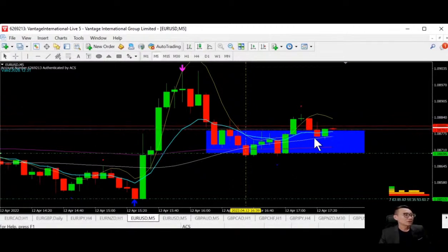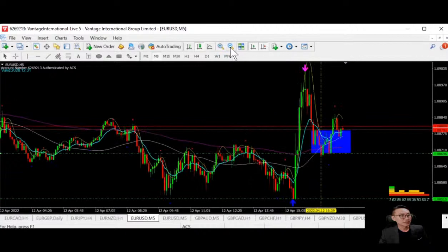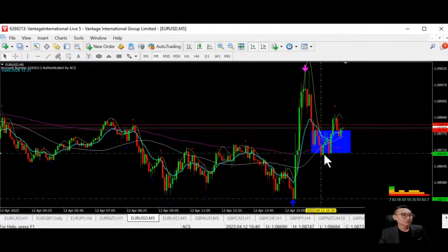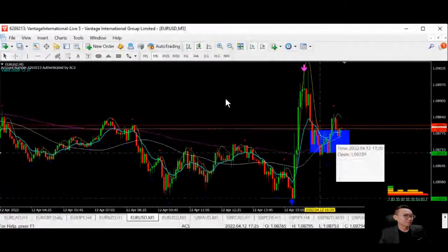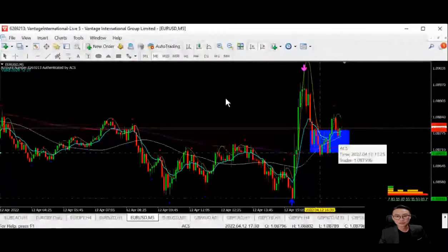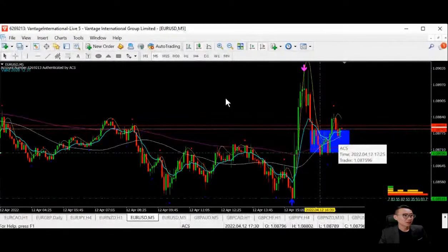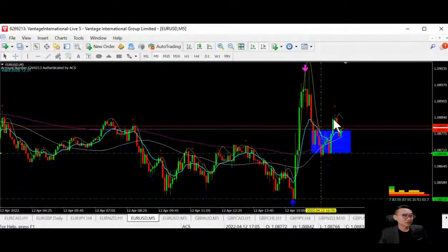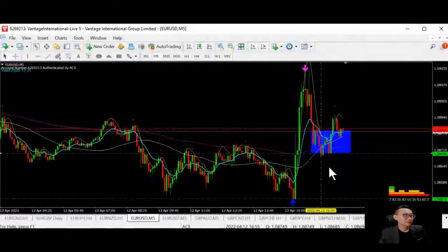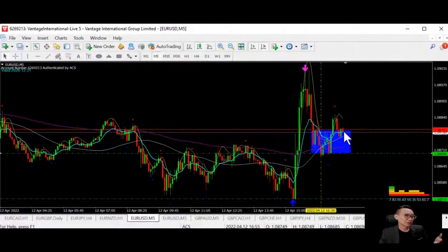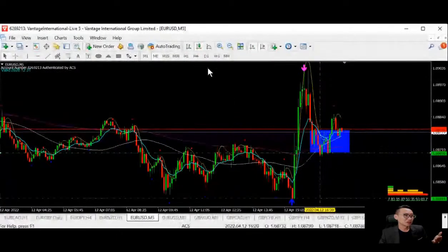Now it seems like, looking at this, it's supported here, a higher support, am I right? There's a higher support over here. With the higher support, a lower resistance is created here, and there's also a lower resistance created here. Higher support, but lower resistance.